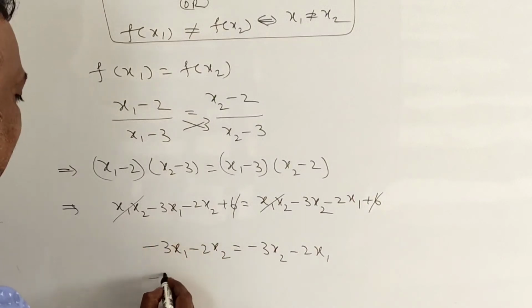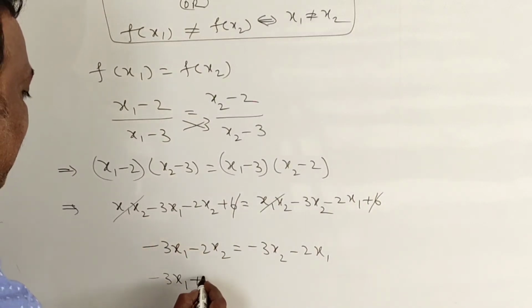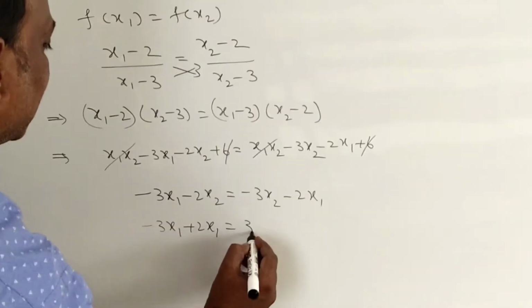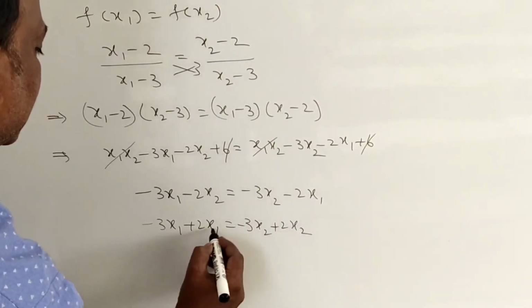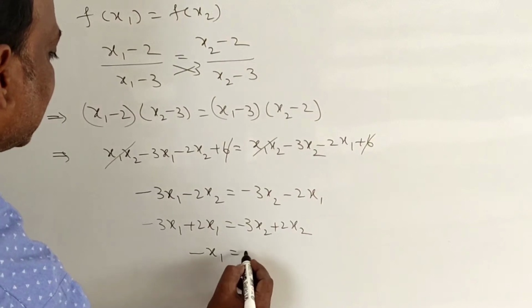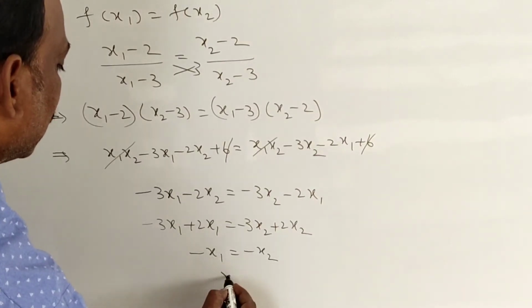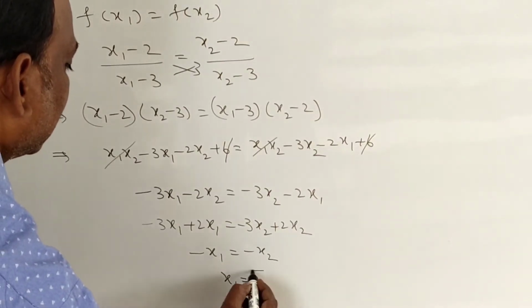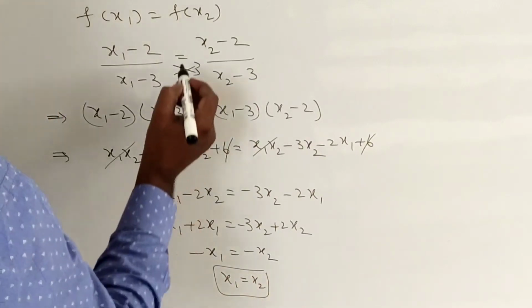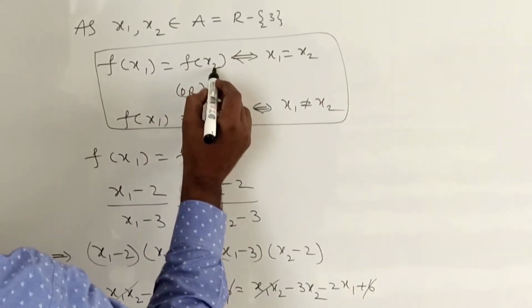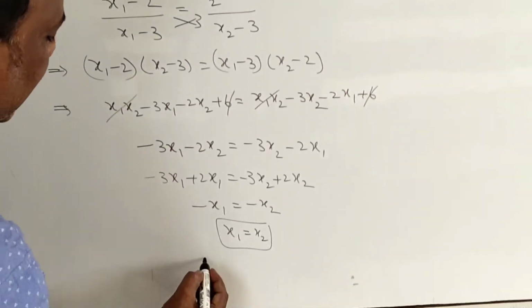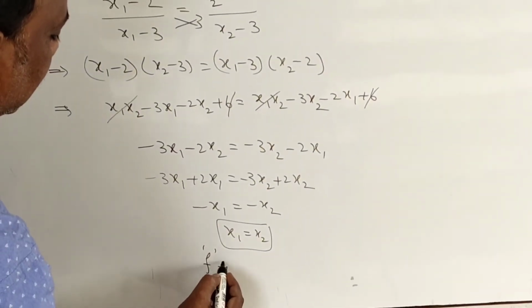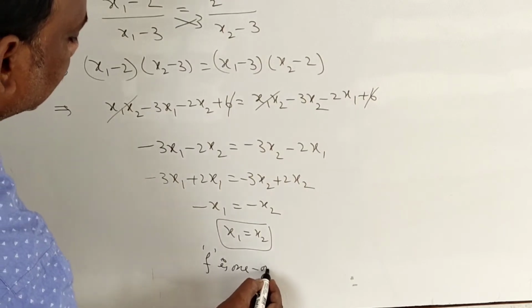The x1 terms I am bringing to the right side: 3x1 plus 2x1 is equal to minus 3x2 plus 2x2. So this difference is minus x1, this is minus x2. So x1 is equal to x2. So we proved that taking f of x1 equal to f of x2, we get x1 equal to x2. Hence we can write f is a 1-1 function.